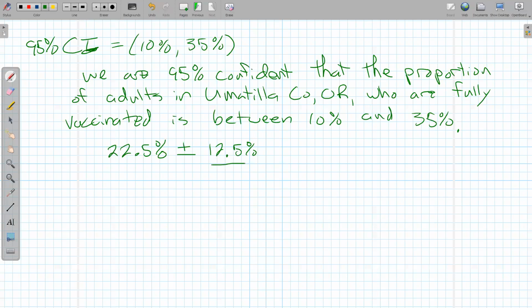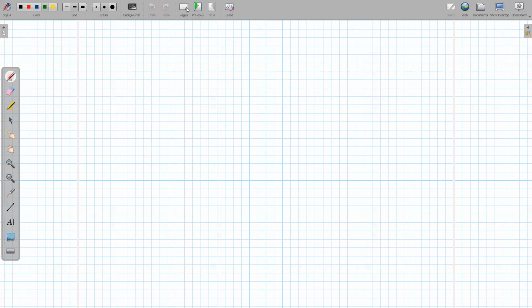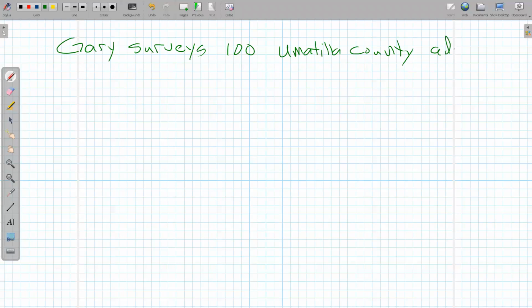All right, so I want to have a smaller margin of error here. So let's try and fix that. I've got to increase the sample size. So let's say I go from 40 to 100 people. Now Gary surveys 100 Umatilla County adults and finds 23 are fully vaccinated.